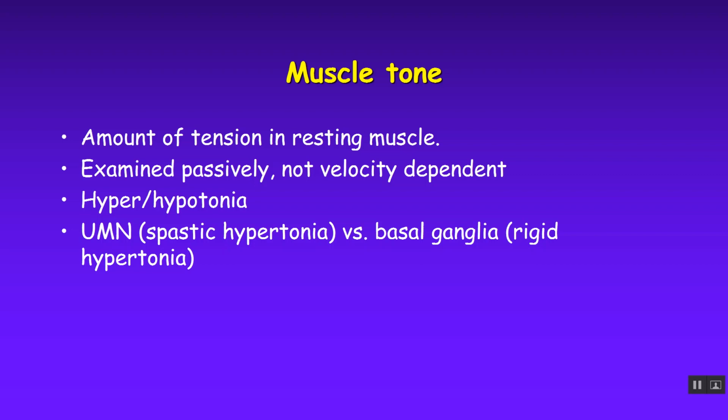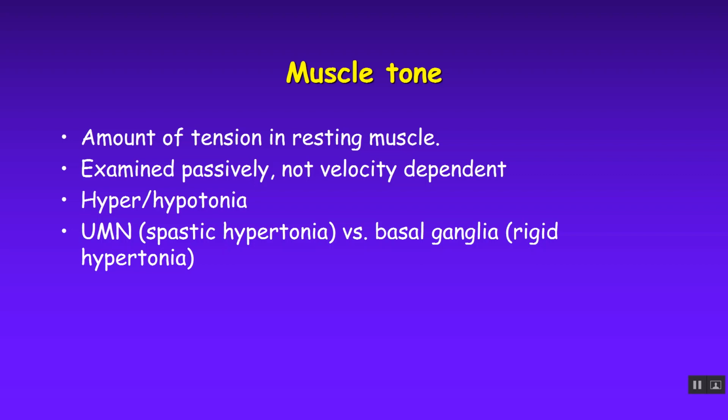Muscle tone, we've already mentioned. We can use the modified Ashworth or the Tardieu scale to assess muscle tone. It's the resting tension in a muscle, the amount of tension in a resting muscle. Examined passively, not velocity dependent. So tone is the resting, moving the limb slowly. Spasticity is the velocity dependent. That's when you're moving the limb quickly, and the faster you move it, the higher it gets. With tone, you move the limb slowly, and it shouldn't change much throughout the motion. Okay?